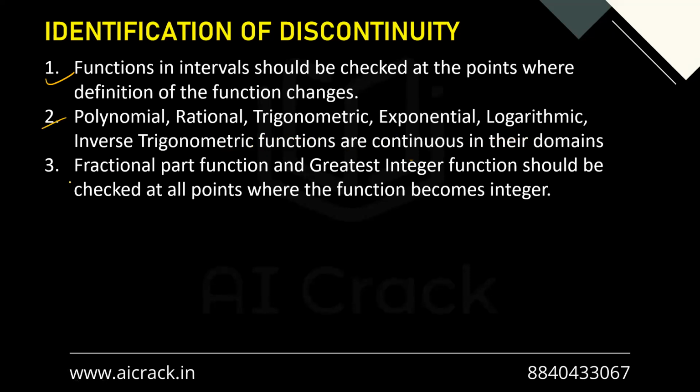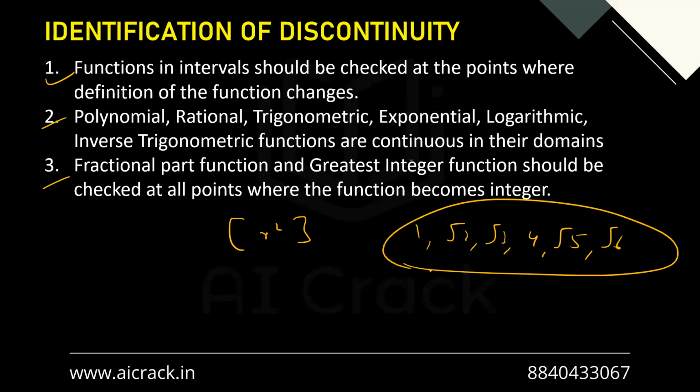Okay. Now the third point is fractional part function and GIF function should be checked at all points where the function becomes integer, right? This we have discussed earlier as well. Let's say we have this GIF function and we have x square over here. So we have to check at 1, root 2, root 3, 4, root 5, root 6, all these points, because this x square is becoming integer at all these points.